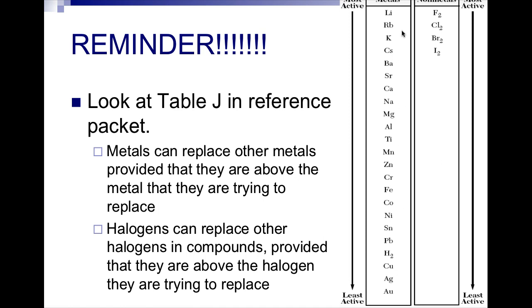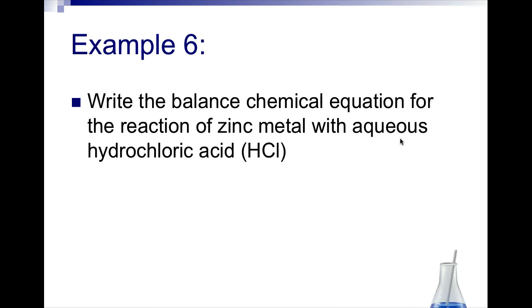Here are the metal activity series, and this is the non-metals. These are our halogens. So we need to look at table J, and at this point I would highly recommend that you have table J out so you can understand how we use the activity series. So for example, write the balanced chemical equation for the reaction of zinc metal with aqueous hydrochloric acid.